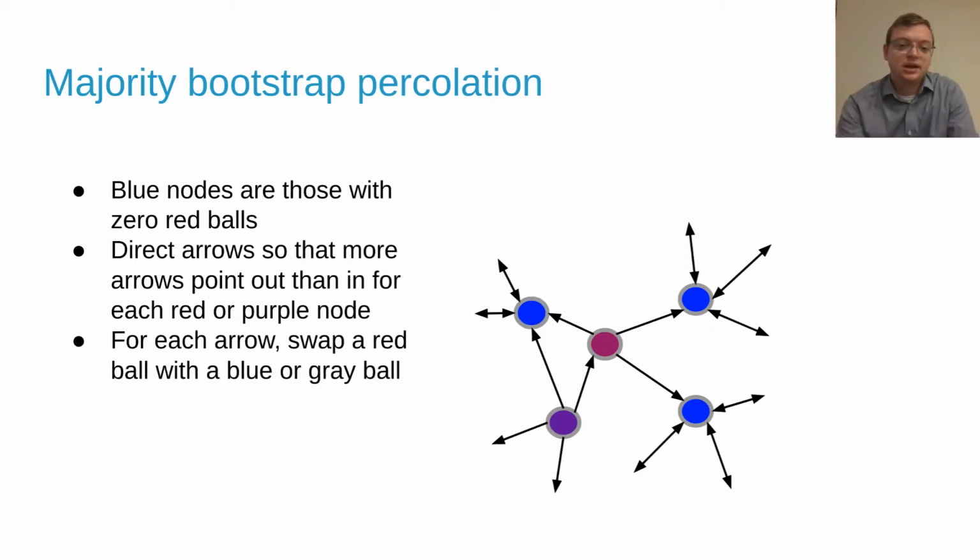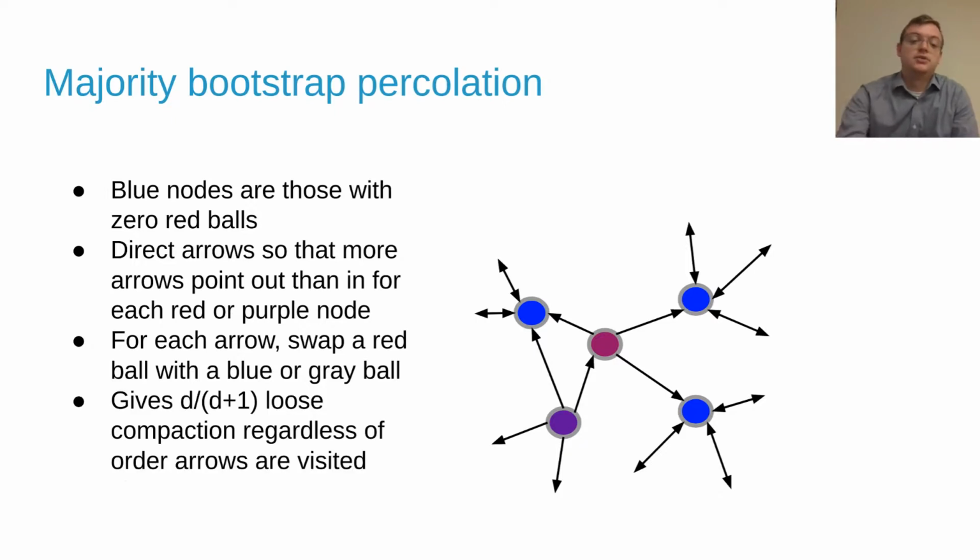And then along each arrow, we're going to send a red ball out and receive and return either a blue or gray ball. What this means is that after this procedure, the blue nodes can have at most D red balls. The red or purple nodes, because they have more going out than going in, also can have at most D red balls. So this has compacted the outlier red elements by a factor of D over D plus 1.